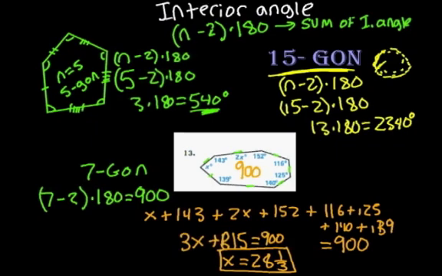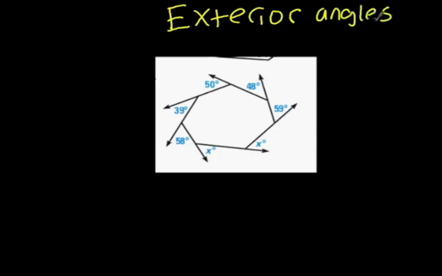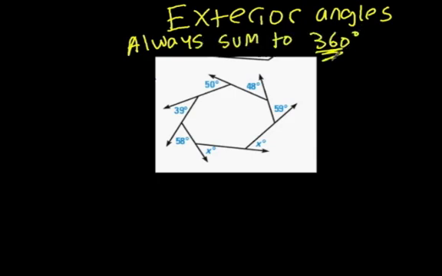Now, if we're going to talk about exterior angles, here are some exterior angles. Exterior angles is easier. Exterior angles always sum to 360 degrees. Awesome. So if they always add up to 360, boom, let's do this.